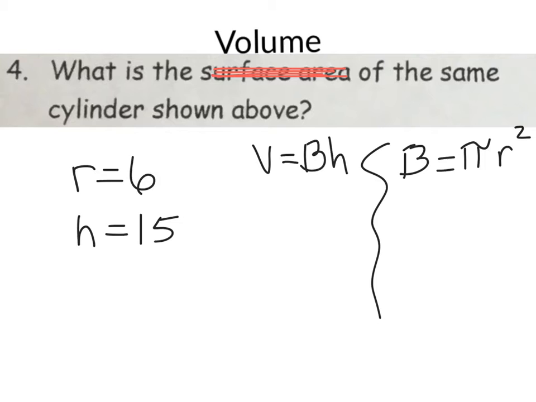And then number 4 is kind of an extension of number 3. Remember, scratch out surface area. We're looking for the volume of the same cylinder. So volume of the cylinder, volume equals area of the base times the height. And the area of the base is pi R squared to find that.